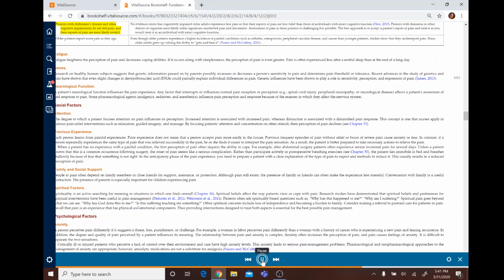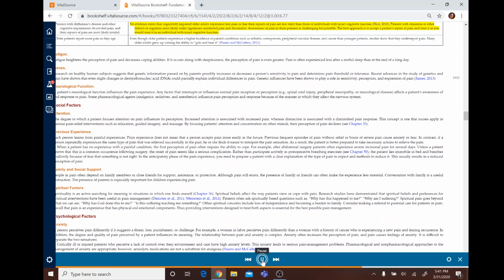Misconception: patients with Alzheimer's disease and other cognitive impairments do not feel pain, and their reports of pain are most likely invalid. Correction: no evidence exists that cognitively impaired older adults experience less pain or that their reports of pain are less valid than those of individuals with intact cognitive function (Hare, 2010). Patients with dementia or other deficits of cognition most likely suffer significant unrelieved pain and discomfort. Assessment of pain in these patients is challenging but possible. The best approach is to accept a patient's report of pain and treat it as you would treat it in an individual with intact cognitive function.